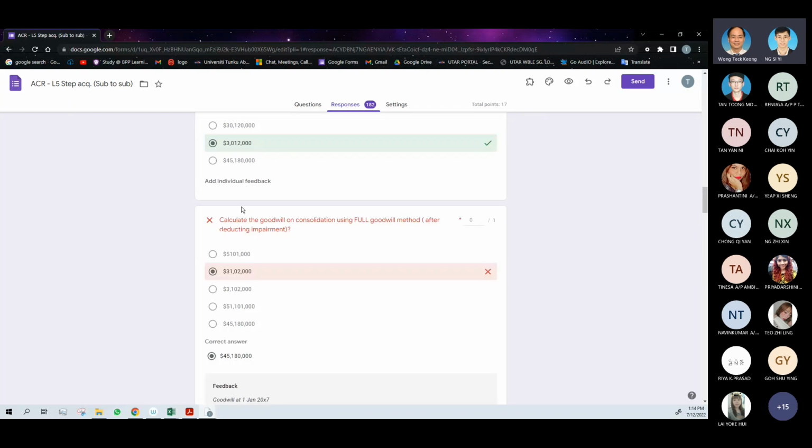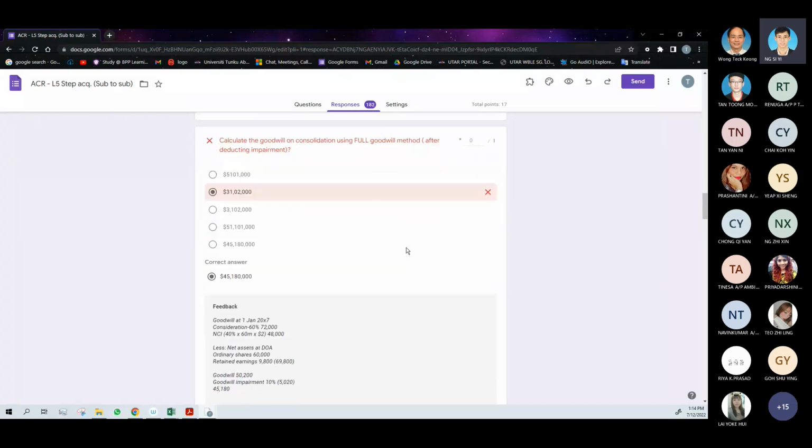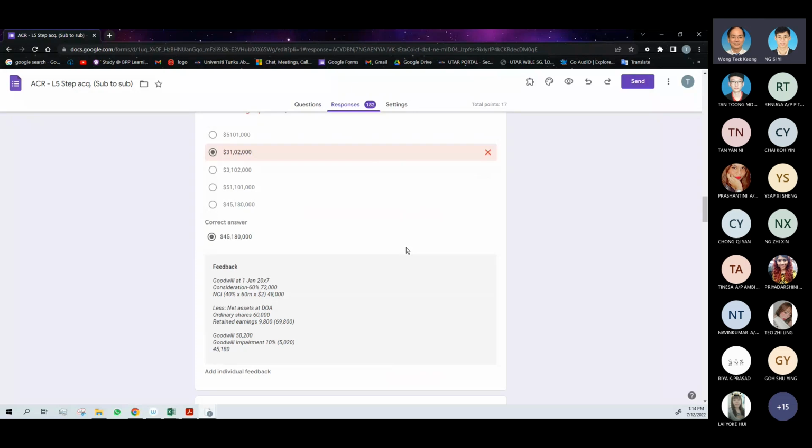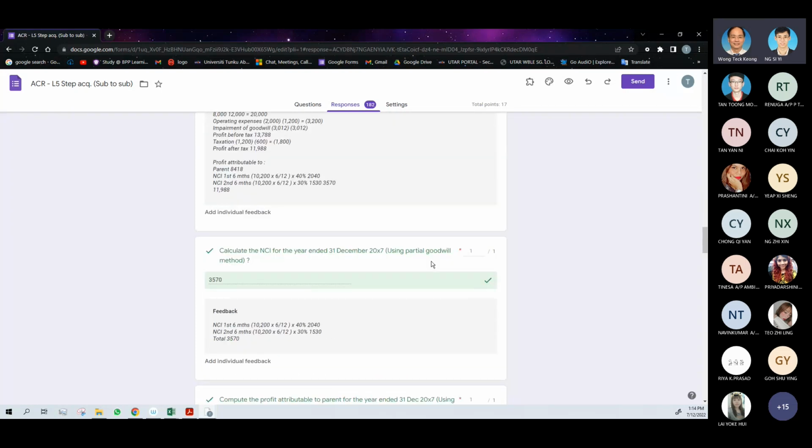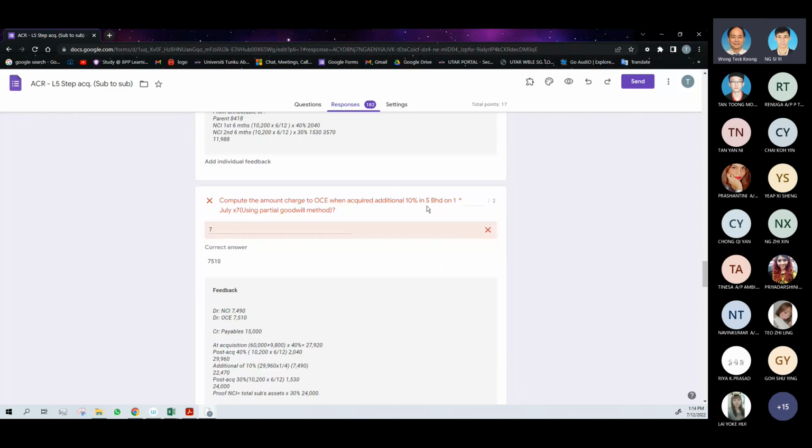So do you know why you made a mistake here? Composition of goodwill and consolidation using the full goodwill method. So where have you gone wrong? Using the 31,000, I think it is using partial goodwill compared to full goodwill. Okay. For full goodwill, you use the share price of the subsidiary. 60 million times $2 share price at 40%. So your 31,000 million, you're using partial goodwill. Okay, sir. So read the question carefully.